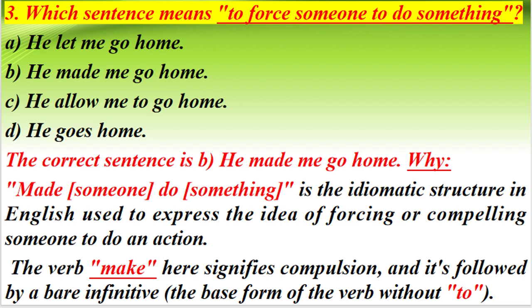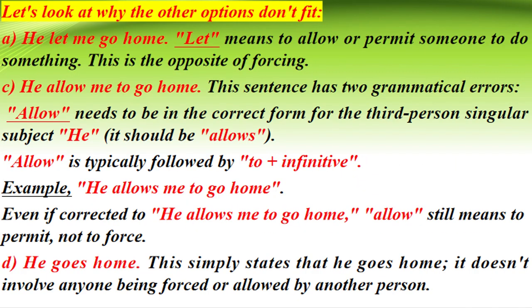Why? Made someone do something is the idiomatic structure in English used to express the idea of forcing or compelling someone to do an action. The verb make here signifies compulsion, and it's followed by a bare infinitive, the base form of the verb, without to. Let's look at why the other options don't fit.